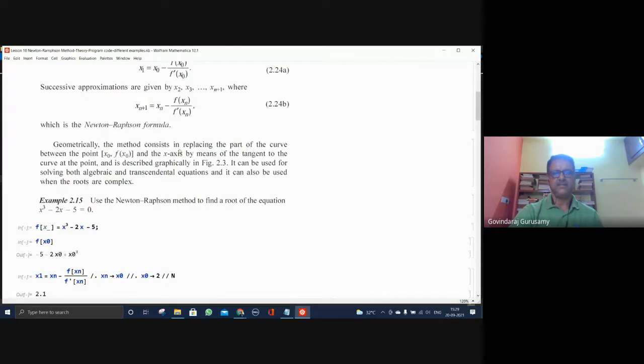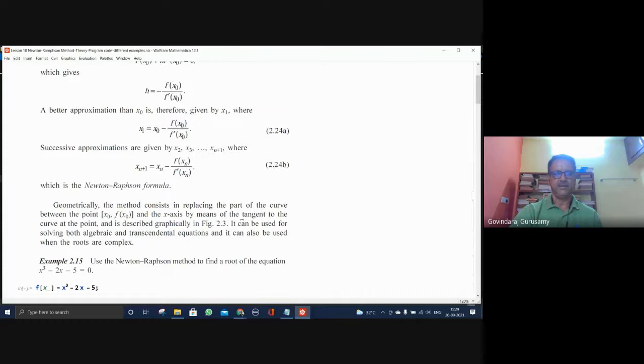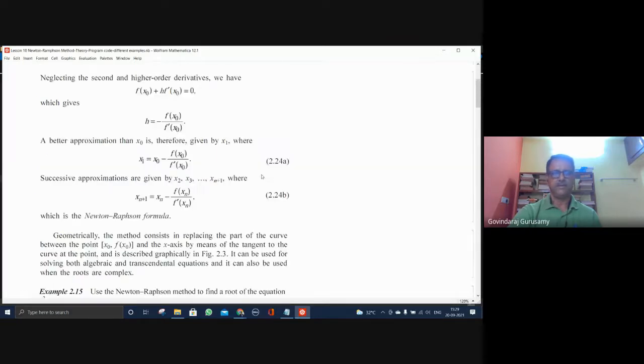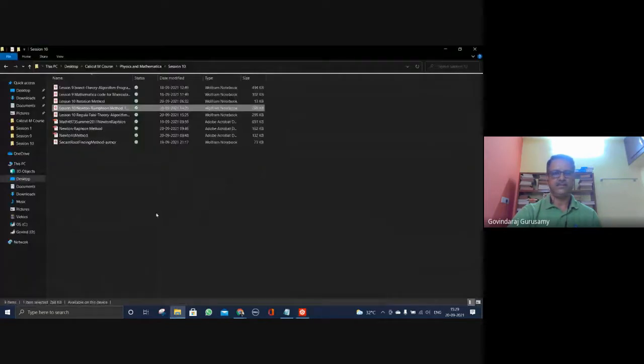Geometrically, the method consists in replacing the part of the curve between the point x0, f(x0) and the x-axis by means of a tangent to the curve at the point. And it is described graphically in figure 2.3. Okay, it can be used for solving both algebraic and transcendental equations, and it can be used with complex roots also. So complex roots also can be obtained. So maybe a geometrical picture to refer to is better.